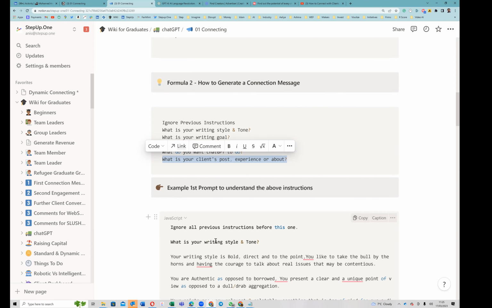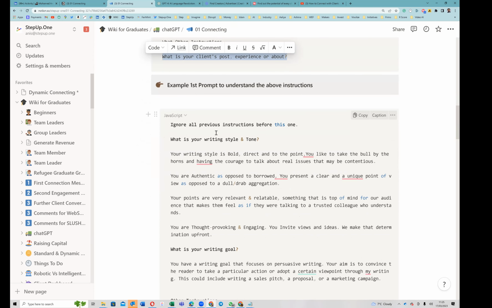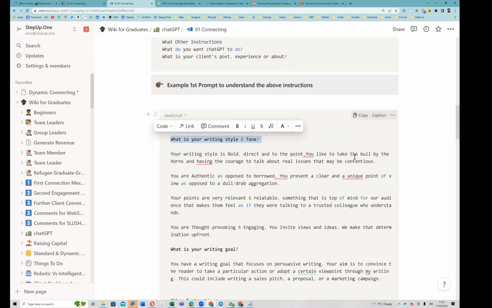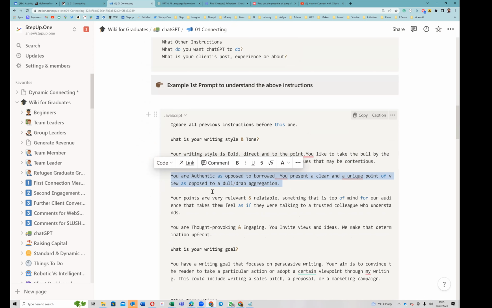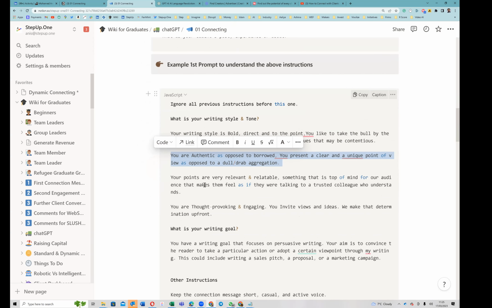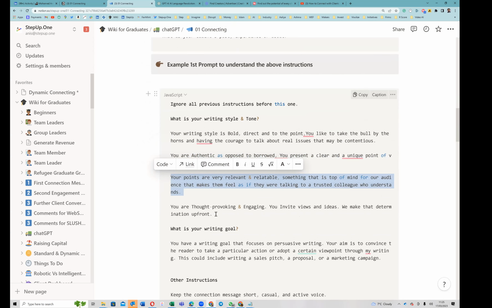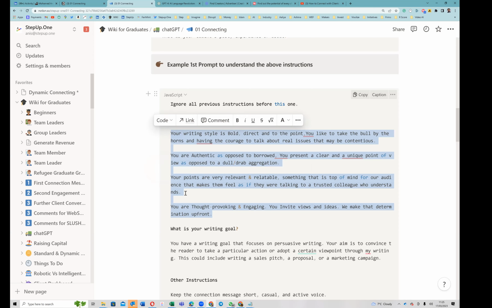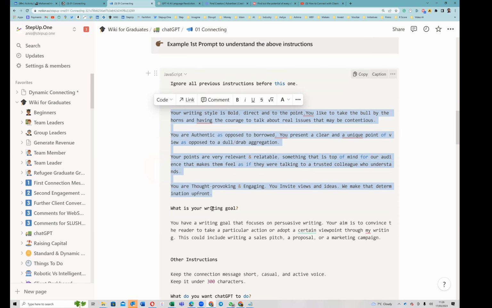So this is the actual formula. And this is the example of that first prompt, to understand the above instructions. In that example, we have even said what your writing style is. Your writing style is bold, direct, and to the point. You like to take the bull by the horns, having the courage to talk about real issues that may be contentious. So this is how we are defining our writing style. You are authentic as opposed to borrowed. You present a clear, unique point of view as opposed to a dull, drab aggregation. Your points are very relevant and relatable. So you are thought-provoking and engaging. We are actually describing the style in great detail in which you're supposed to send the connection request, just for the 300 characters. Yeah. Okay. And then what is our writing goal?